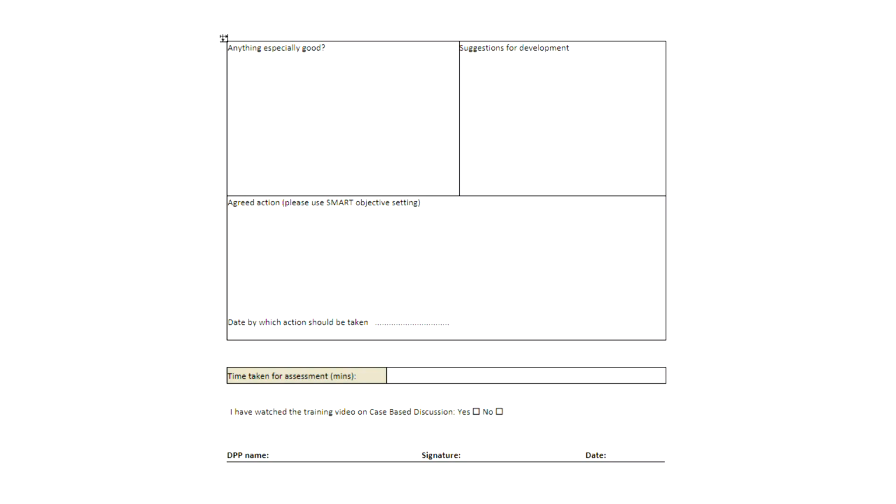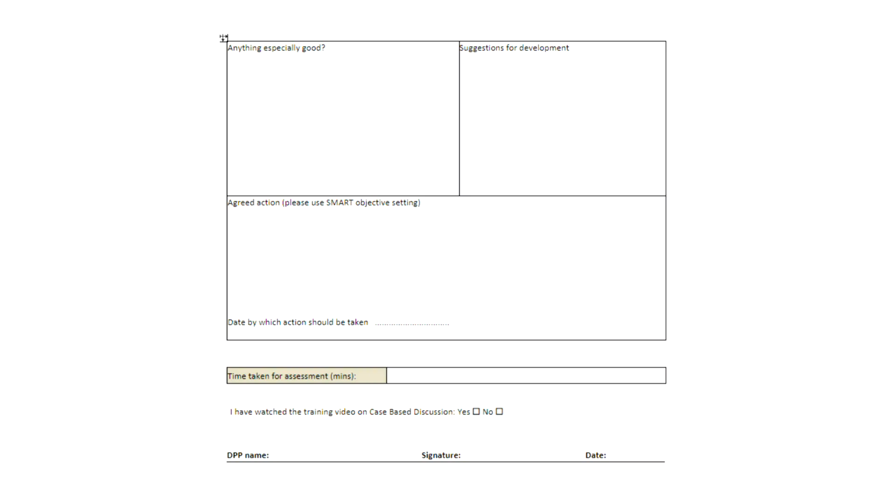And then also thinking about the suggestions for development. So is there anything that we can do? Is it about the timing of the consultation? Was the consultation 20 minutes, but actually we need to be trying to do these consultations in 10 minutes. So is it about timings? Is it about the guidelines? Is it about other assessments that need to be done? Is there anything that could be done to help improve and develop the trainee? If there are none, please write none.